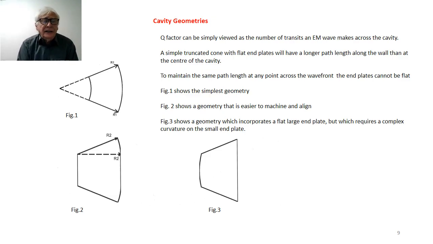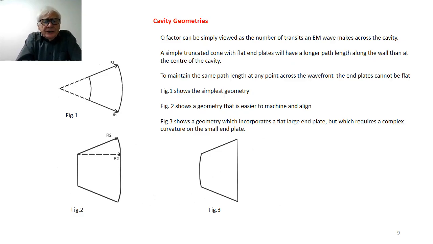What we have here is a flat small end plate and a large end plate which has a flat central proportion and an annular rim section which has a constant radius R2. And so we see that in this case as well, we will be able to maintain the same path length between corresponding points on the small end plate and the large end plate.